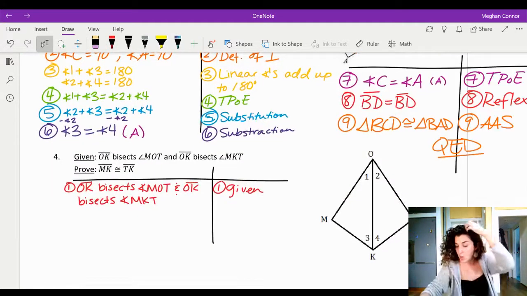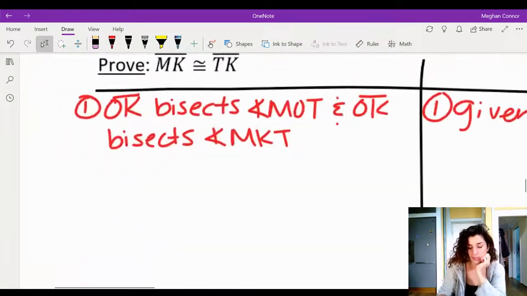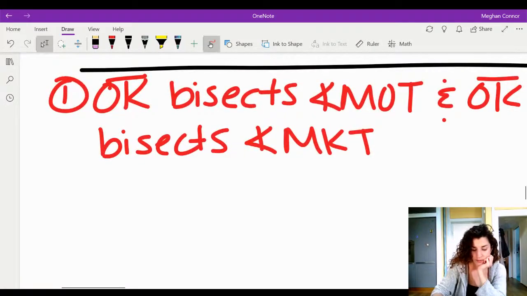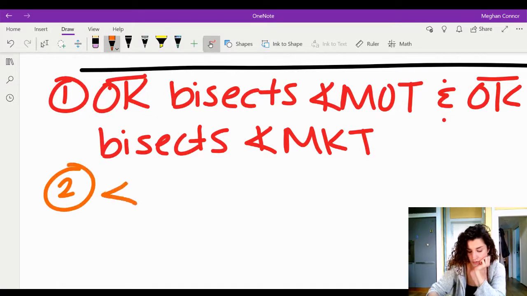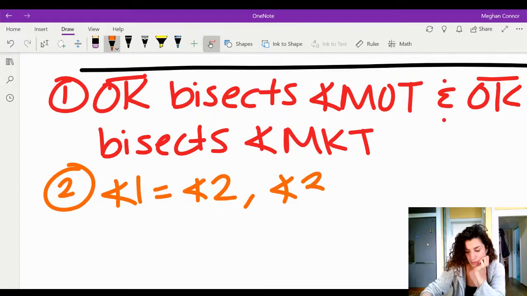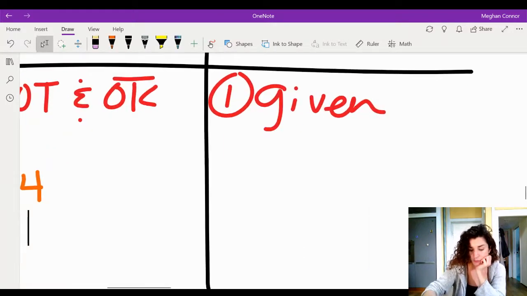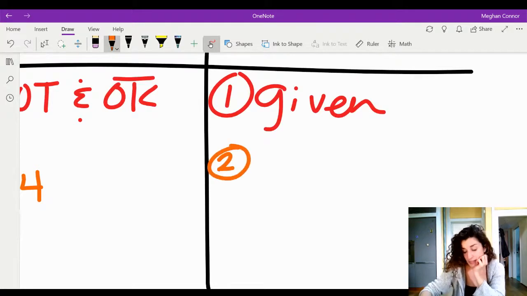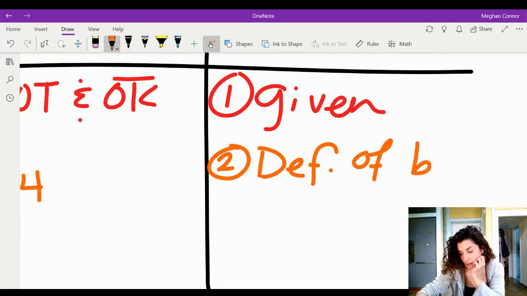Okay, well that gives me that angle 1 is equal to angle 2 and angle 3 is equal to angle 4. And they don't rely upon each other in order to be true. They just relied upon the given in order to be true. They had to be said that it was bisected in order for that to be true. So you can put them in the same statement because they're the same reason. Definition of bisect.